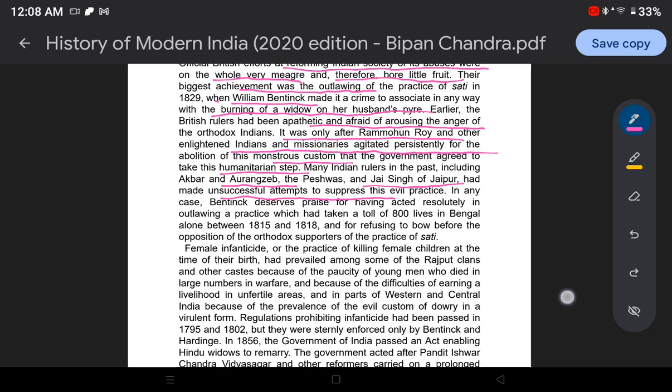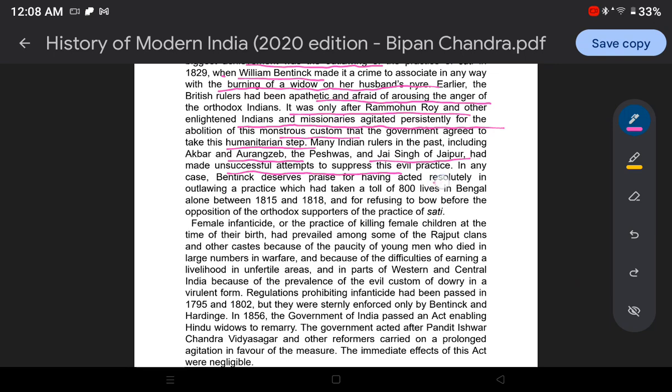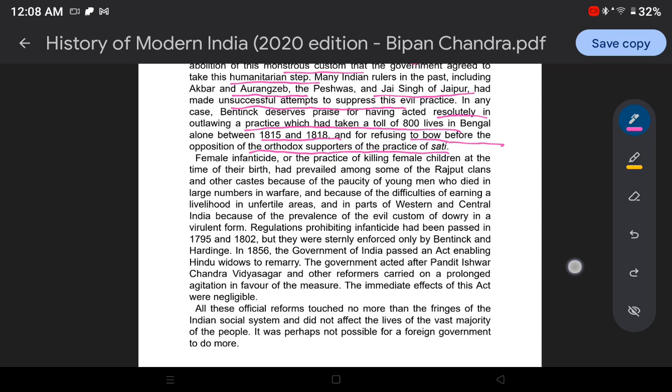In any case, Bentinck deserves praise for having acted resolutely in outlawing a practice which had taken a toll of 800 lives in Bengal alone between 1815 and 1818, and for refusing to bow before the opposition of the orthodox supporters of the practice of sati.